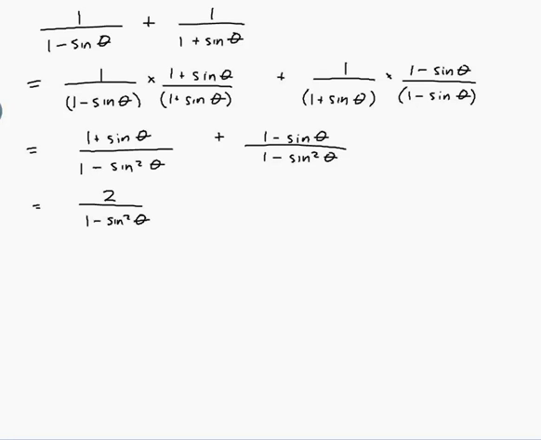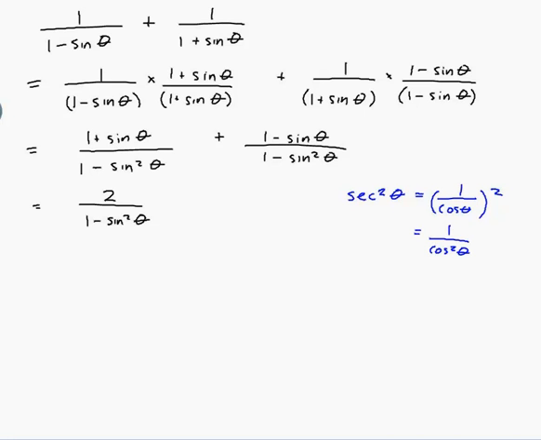Okay, so where am I supposed to get to? 2 sec squared theta. Well, what does sec squared mean? Just a second, I'll write over here sec squared theta. Well, sec is 1 on cos, right? So that would be 1 on cos theta squared, which would be 1 on cos squared theta.